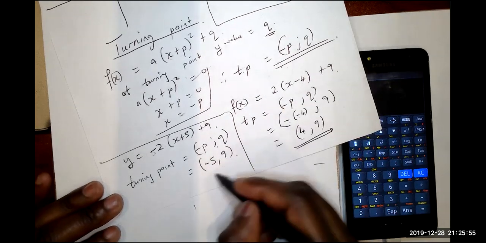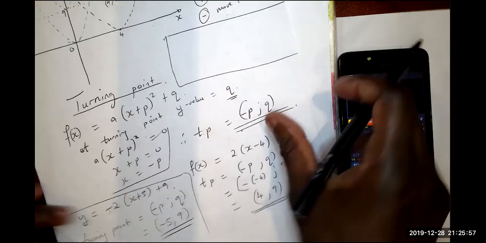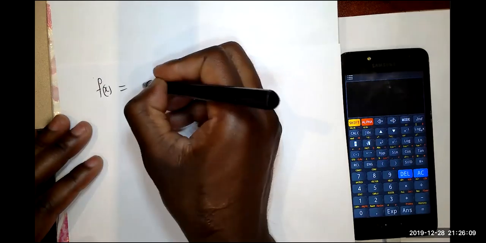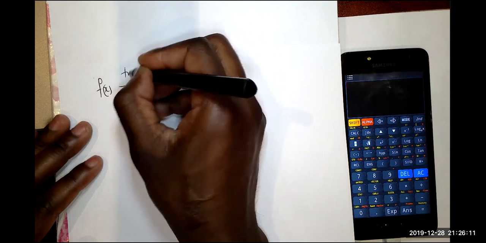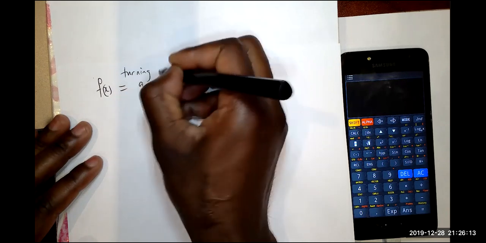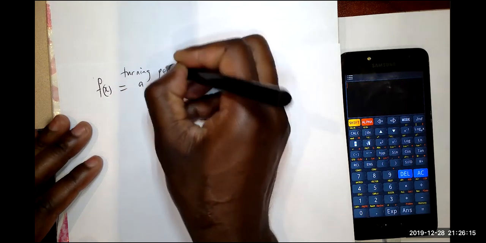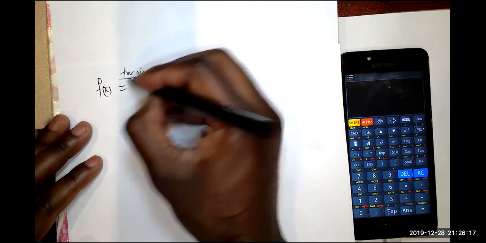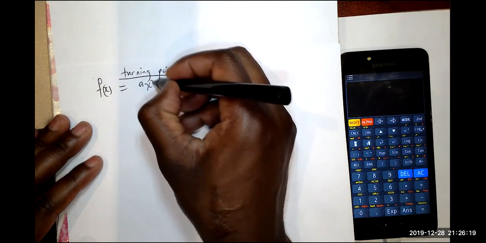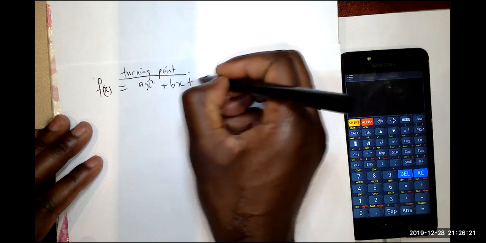Okay, that's the turning point there. Simple as that. But now, it's not always like that, okay? Sometimes we are given a quadratic equation as, let's say, f of x, in the form of ax squared plus bx plus c, okay? So we're still on turning point.